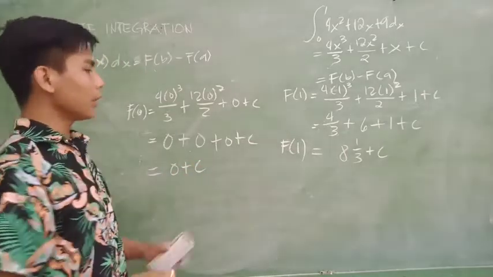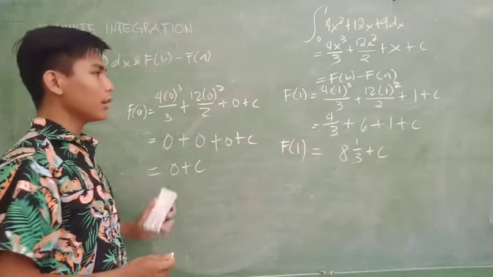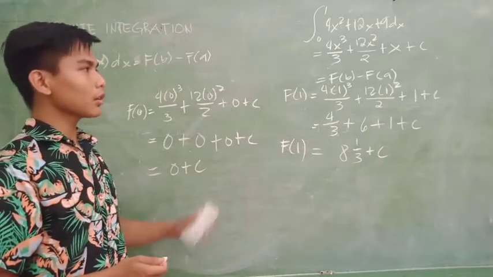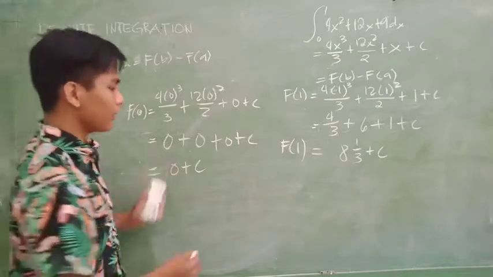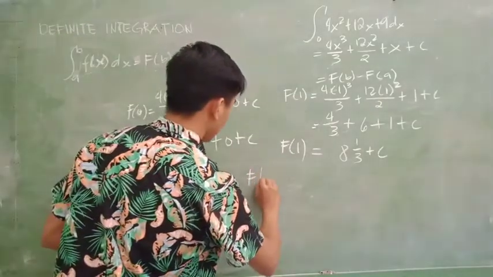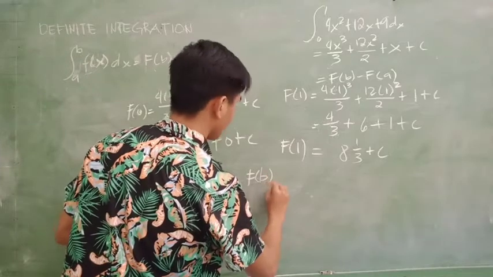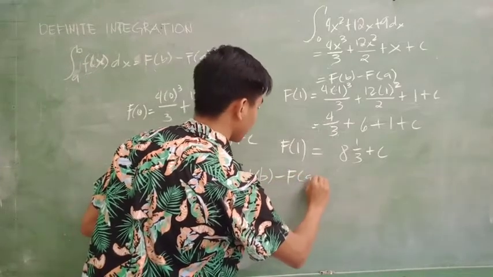Now we've got our F of b and our F of a. The next process is to subtract the lower limit from the upper limit, or F of a from F of b. So you have F of b minus F of a. Substitute.